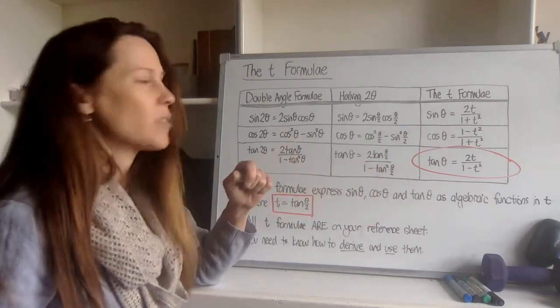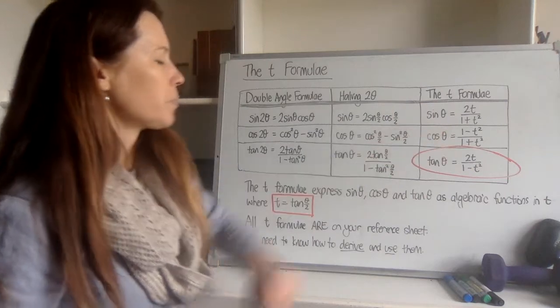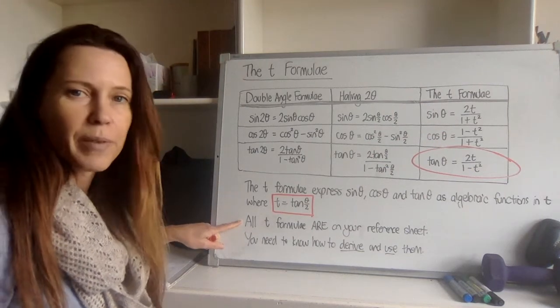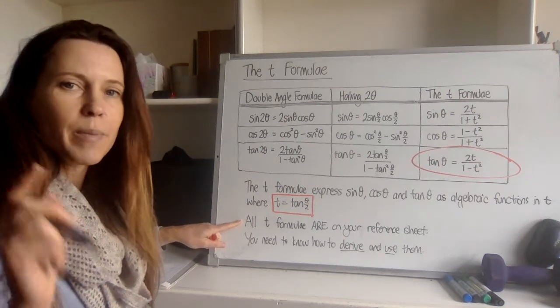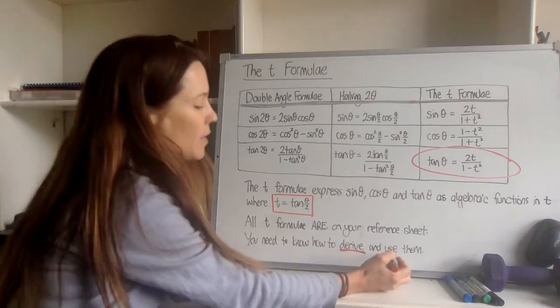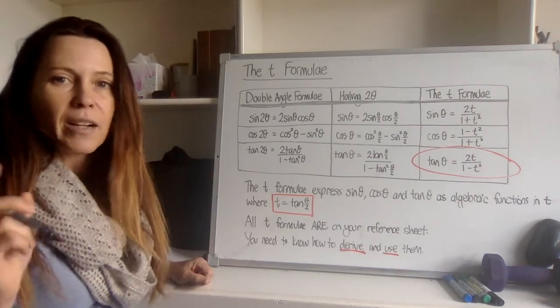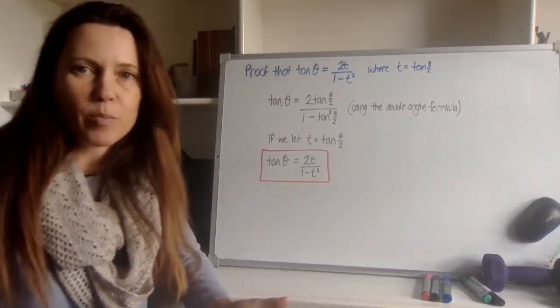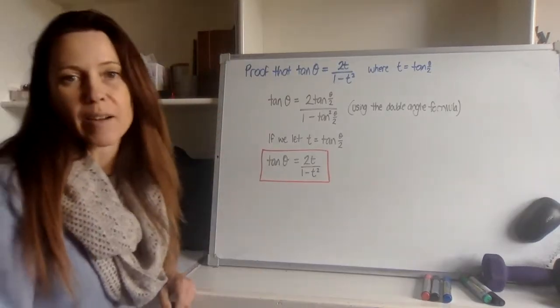And then we need to know how to prove these ones. Okay, so I've written down the bottom here, all of the T formulae are on your reference sheet. So you don't need to memorize them, but you do need to know how to derive them and how to use them. So let's have a look at how to derive each of them first, then we'll look at using them. Okay, we've just done the first proof verbally, but let's set it out nicely in our book now.